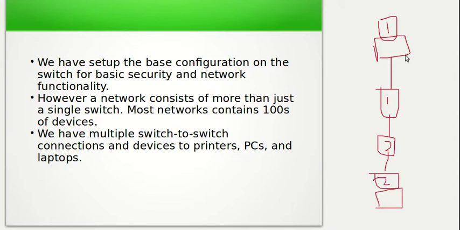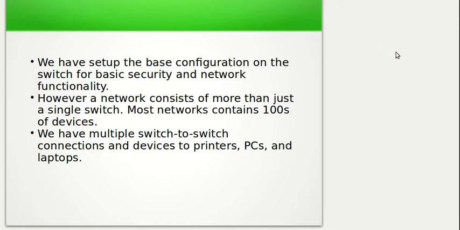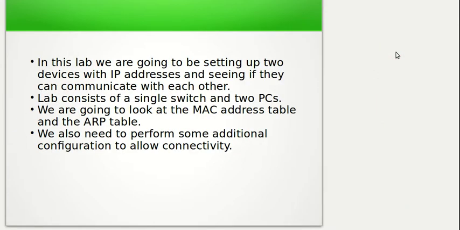and see if they're able to communicate. As well as seeing if they're able to communicate, we're also going to have a look at the MAC address table on switch 1 and switch 2 and see the actual table a switch will use to forward data to the correct destination host. And we'll also be looking at the ARP table on switch 1 to see how switch 1 knows the MAC address to use in order to reach PC 2. So again, we're going to be setting up two devices with IP addresses and seeing if they can communicate with each other. We're going to have two PCs and two switches, and we are going to have a look at the MAC address table and the ARP table.